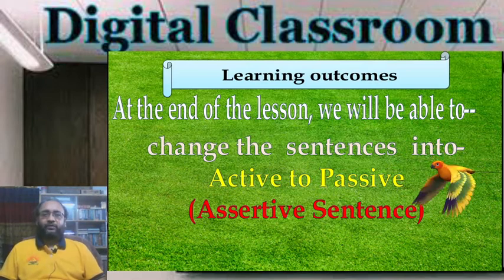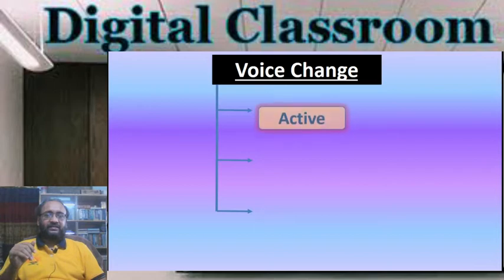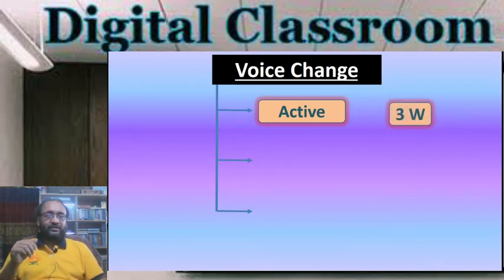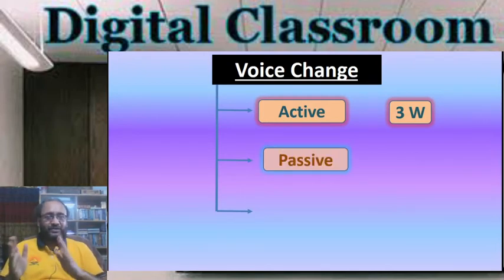At the end of the lesson, we will be able to change sentences from active to passive voice. Today we will discuss assertive sentences. At first we have to know how many types of sentences you have to change. First one is active. To transfer a sentence into active, you have to work three works. Remember it. And number 2, passive voice. To change a sentence into passive voice, you have to work five works.